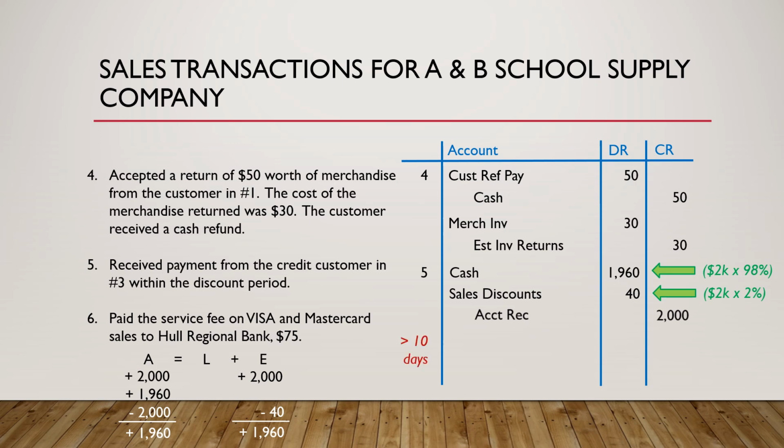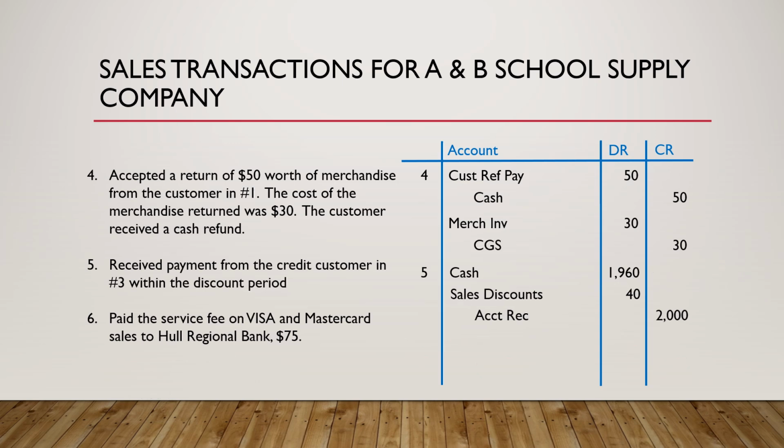What if the payment wasn't received until after those 10 days? We'd simply debit cash for the full $2,000 and credit AR off the books as usual. Finally, transaction 6. A and B paid the service fee on Visa and MasterCard sales to Hull Regional Bank, $75. This one's an easy cash expense. Debit credit card processing expense and credit cash for $75.